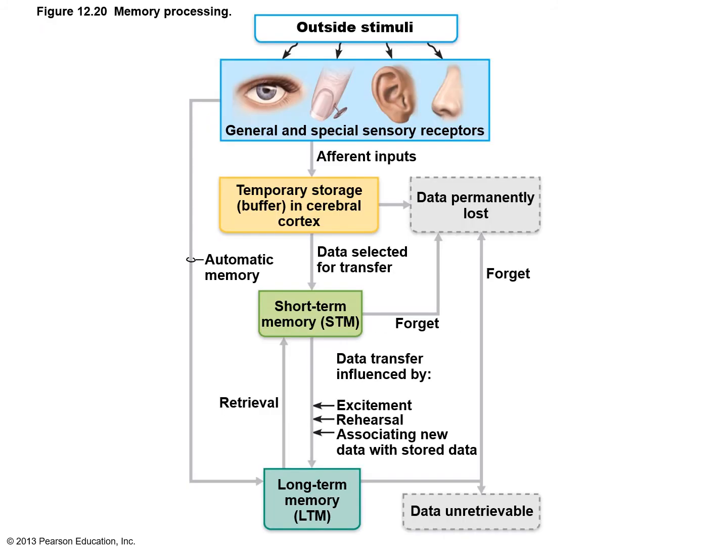So how do you actually form long-term memory? Let's take a look at this table. You have outside stimuli that are detected by general and special sensory receptors. So you'll see the 4 pictures there: sight, pain, hearing, smell. And they'll send impulses via afferent inputs to the central nervous system. The first thing that happens is that you have a temporary storage buffer. This is not short-term memory, but a temporary storage buffer that's in the cerebral cortex.